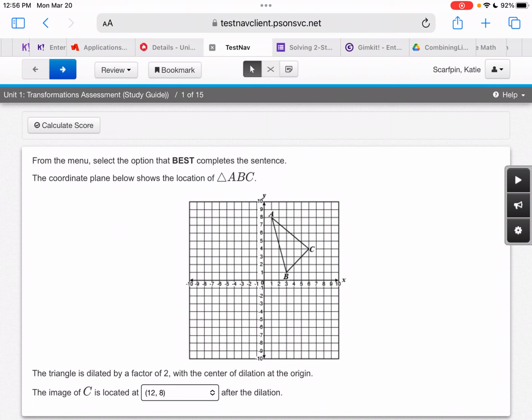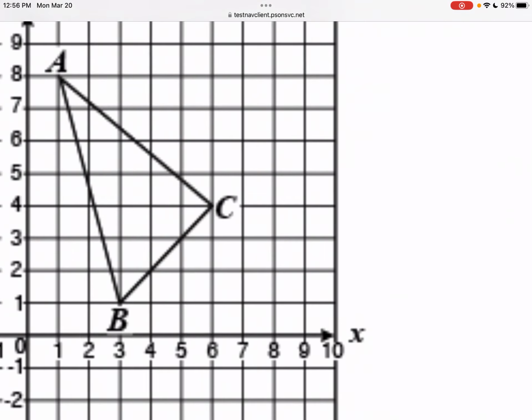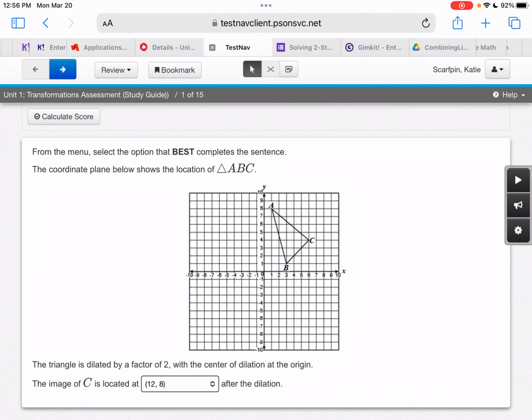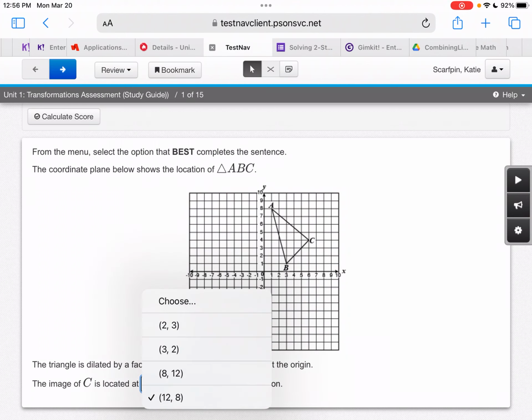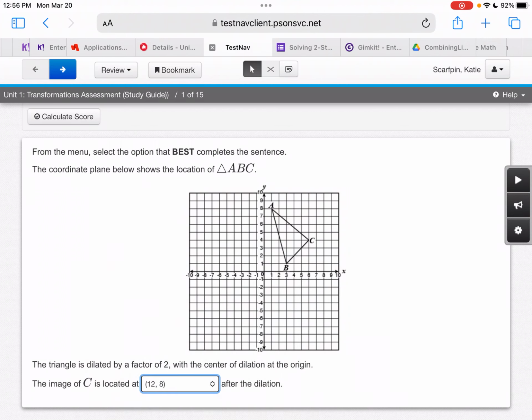So the first question asked you if we dilated C by a factor of 2. So you take your point, C, which is over 6 and then up 4. So your point is (6, 4). And you want to dilate it. So that means you're going to multiply both the x and the y by a factor of 2. So that becomes (12, 8). So in your drop-down menu, you've got all these different options. Your point's going to be (12, 8).